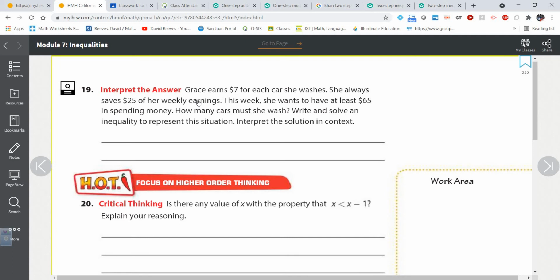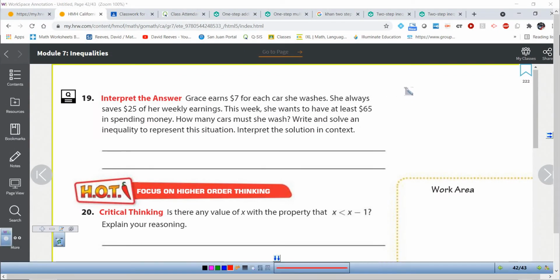All right, so she's going to save $25. She earns $7. All right, so here we go. So 7 times each car she washes. Let's use C for the number of cars she washes. So that is the amount of money she is making washing cars, all right? But she's going to save $25. So I'm going to take that away.